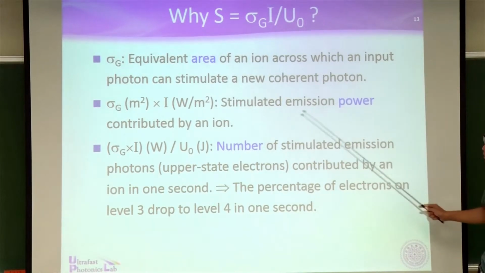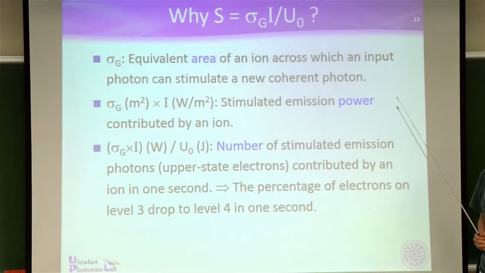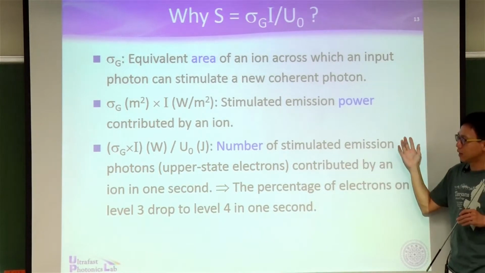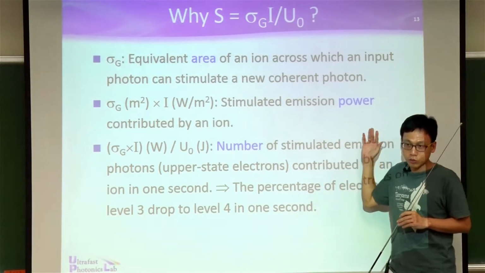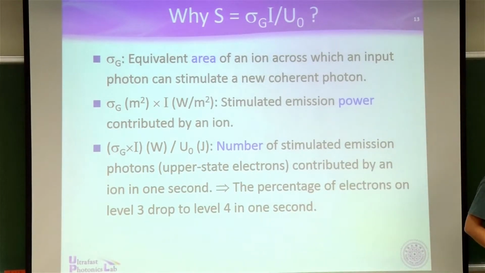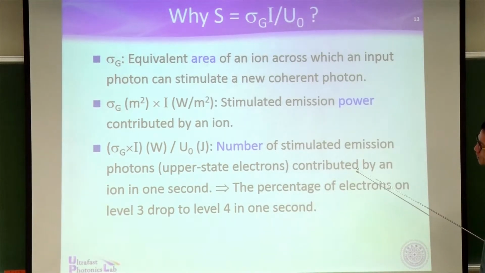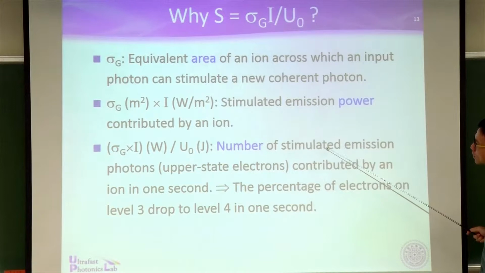This is the power due to a single ion divided by the single photon energy. So you just translate the power, joule per unit time, to number of photons per unit time. 对不对？你把能量除上一颗光子能量，不就变光子数了吗？Okay, so it means in 1 second, due to a single ion, how many stimulated emission photons can be generated?